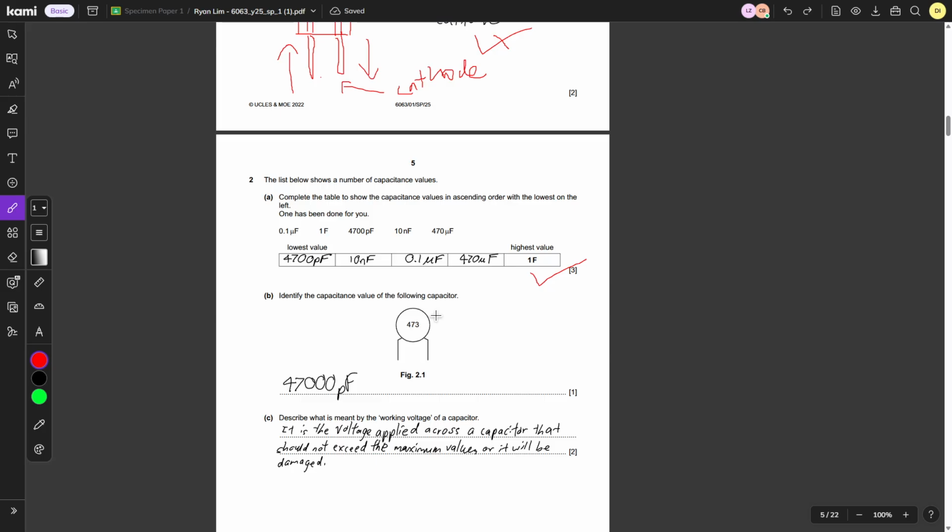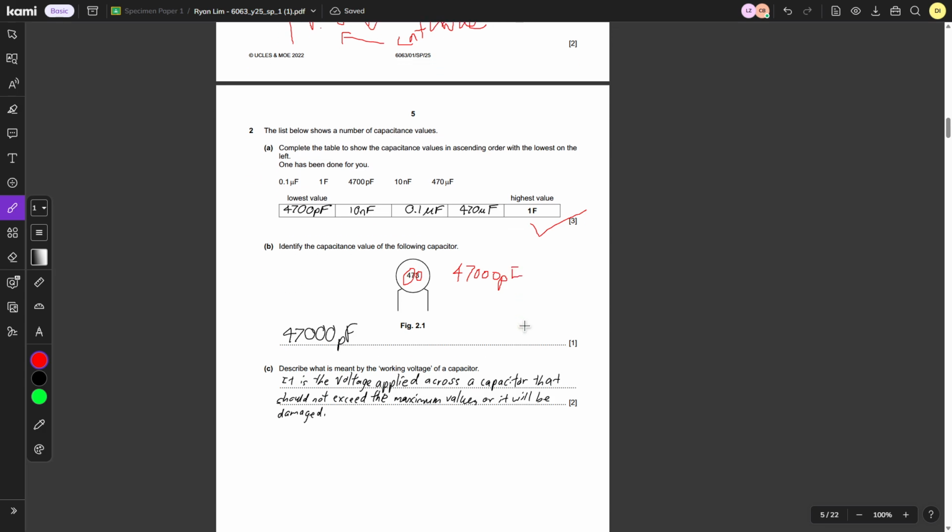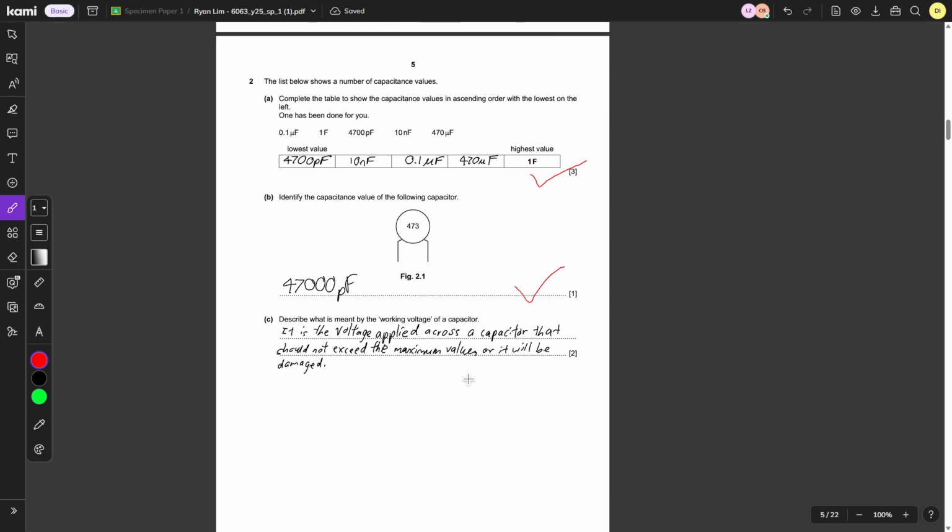So for getting capacitor values, the value will be the first two numbers. Then the third number will always be the number of zeros at the back. And then in this case, it's always in pico. So he is correct. This is correct. Describe what is meant by working voltage of a capacitor. Voltage applied across a capacitor that should not exceed the maximum value, or it will be damaged.